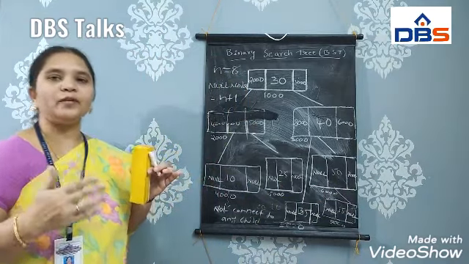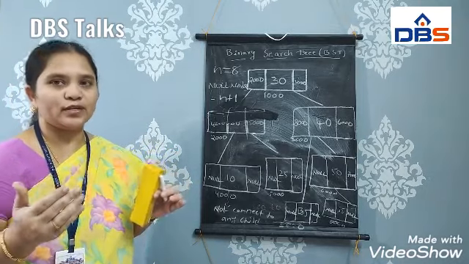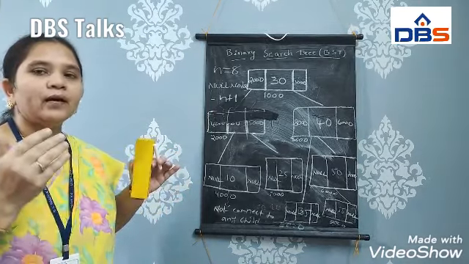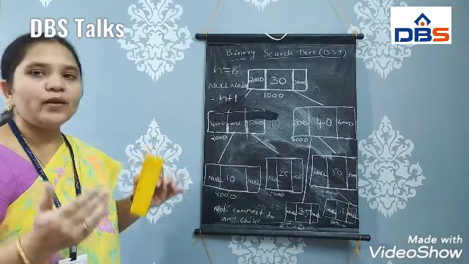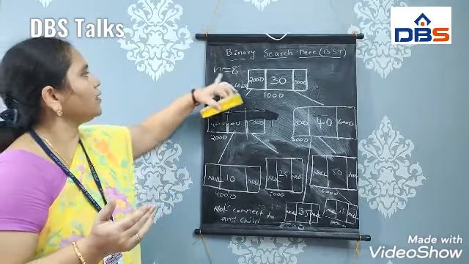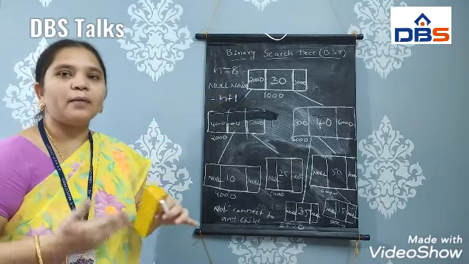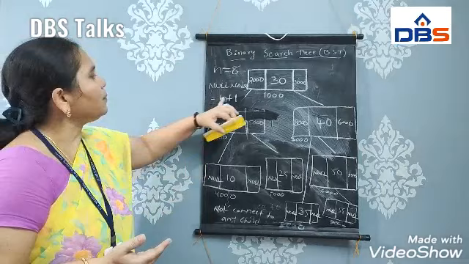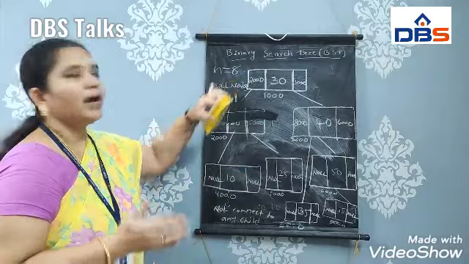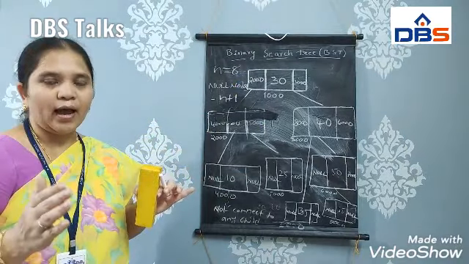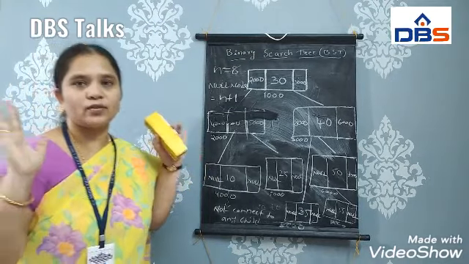Now again I repeat my point. This is one of the most important FAQs in technical interview questions. A binary search tree contains n number of nodes. How many null nodes does the binary search tree contain? The binary search tree contains n plus 1 null nodes. According to our example, we have 8 nodes and 9 null nodes. That means n plus 1 null nodes.